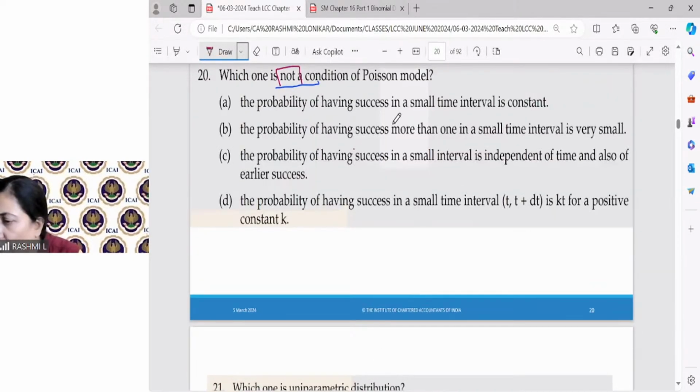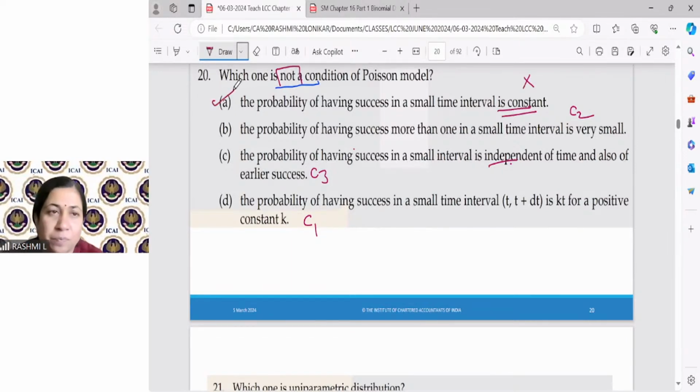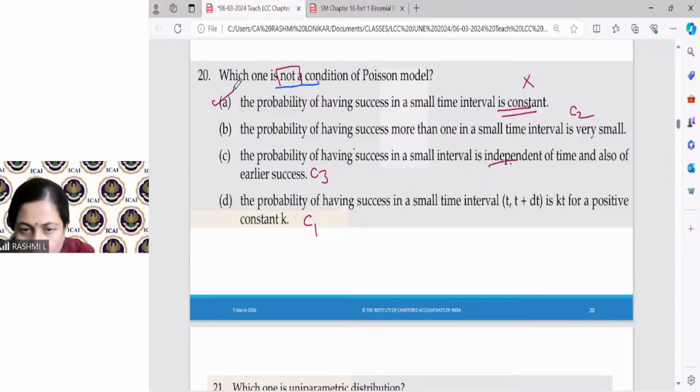So the probability of having success more than one in the same time interval is very low. So this is my C2. The probability of having success in a small time interval is independent of time, independent. So this is C3, right? The probability of having success in a small interval t to t plus dt is kt for a positive constant. Yes, this is C1. So C1, C2, C3, all three conditions are met. The probability of having success in a small time interval is constant. We know which is not true. Okay, so A will be the correct answer. Anushka, clear? Yes, very good. Option A. Excellent, Anushka.